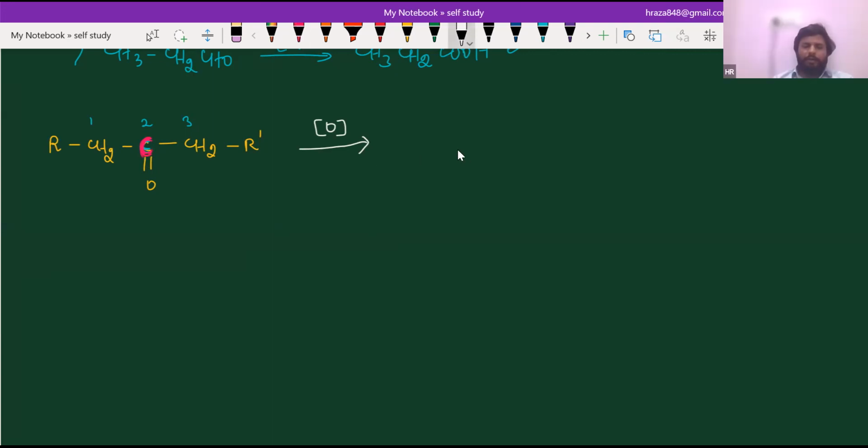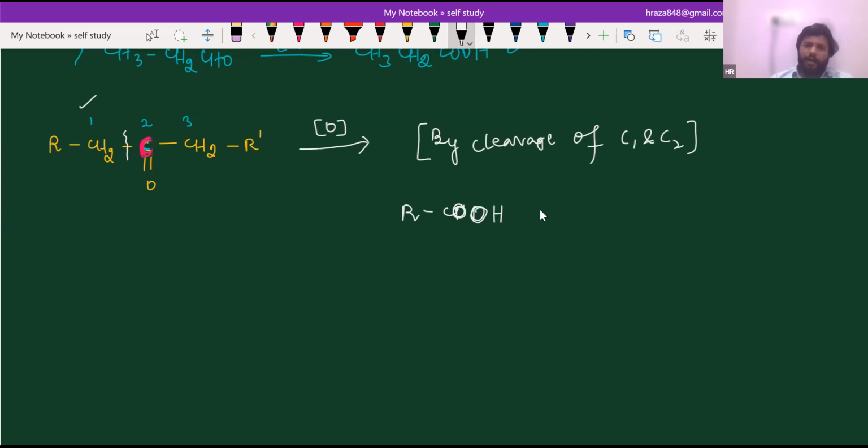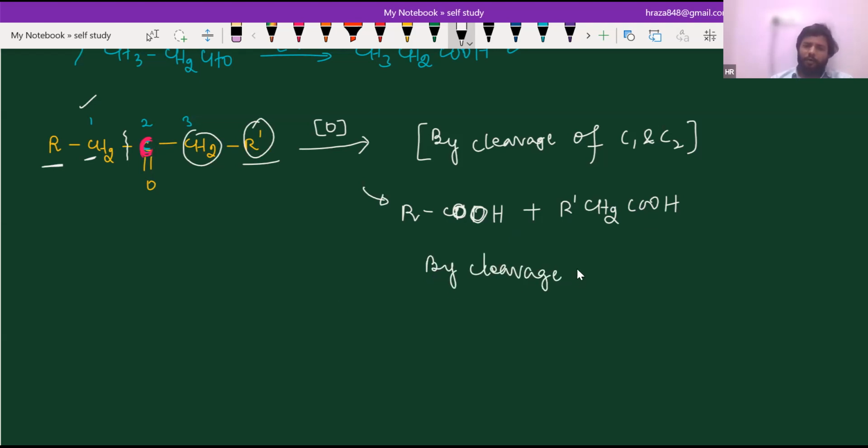Now see what will happen. The bond will break by cleavage of C1 and C2. If this bond is broken, then this part will be converted into carboxylic acid, RCOOH, and the rest part is R dash CH2 COOH. You just need to write the carboxylic acid. So this will be R, and with this C there will be double bond O and OH, that represents carboxylic acid. And since it is broken, on the right hand side this is R dash, this is CH2, and there will be COOH.